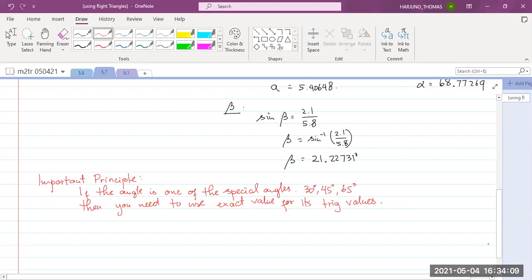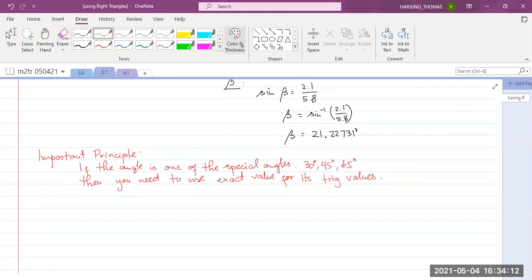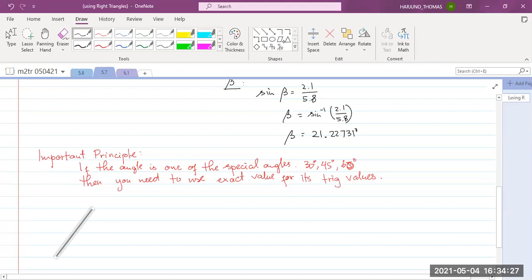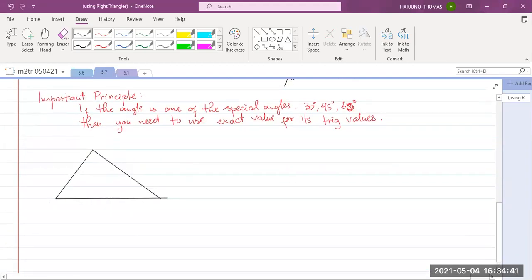Now suppose, for example, I have this question. It's not in the book yet. Who wrote that 65? It's 60 degrees. Suppose we have this triangle here, where the angle here is 60 degrees, and this side is A. This is 10 and this is 15. The question is: find side A.